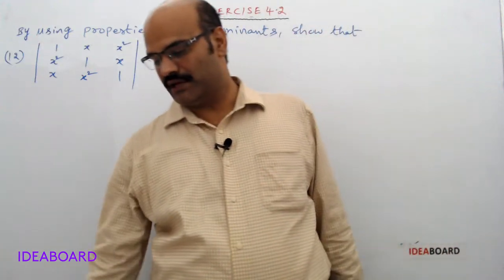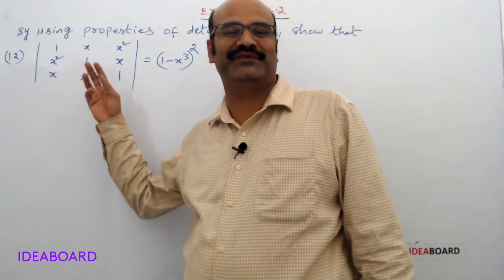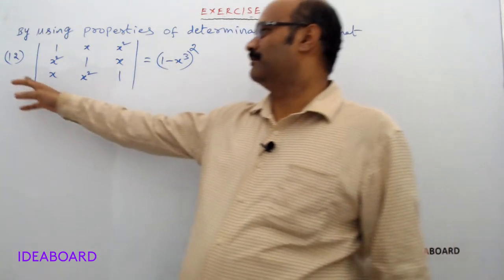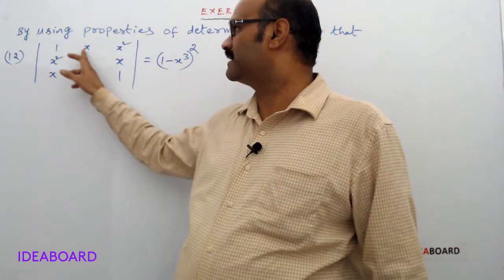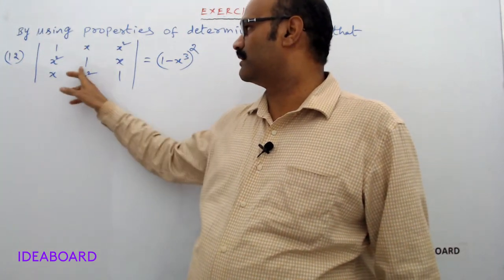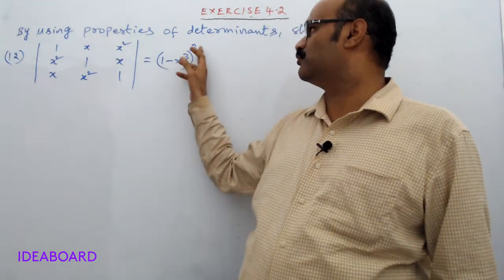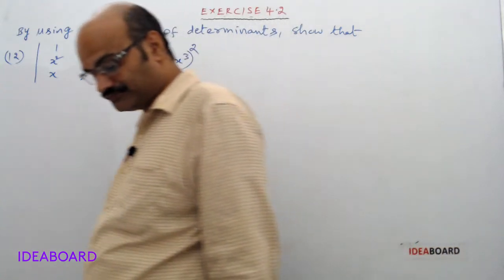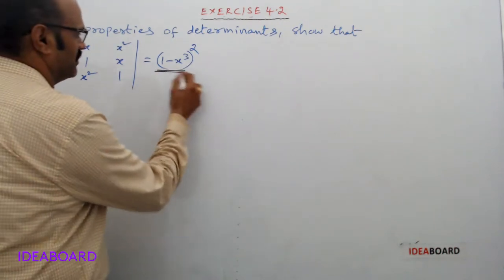Hi students, today I am doing the problems on properties of determinants. 12th problem: we have the determinant of [1, x, x²; x, 1, x²...] equal to (1 − x³) whole square. Now to prove this, first we have to verify what is the formula for 1 − x³.